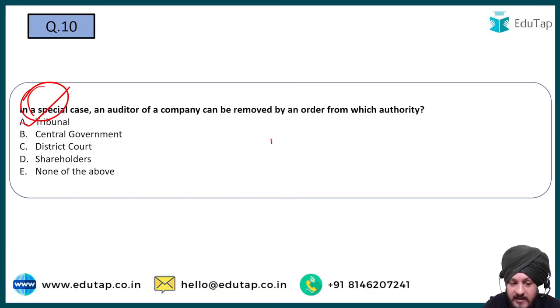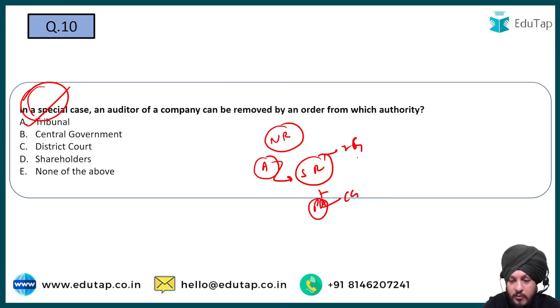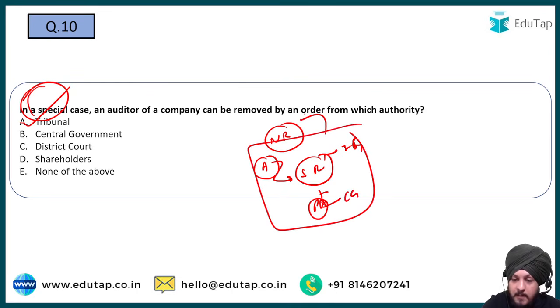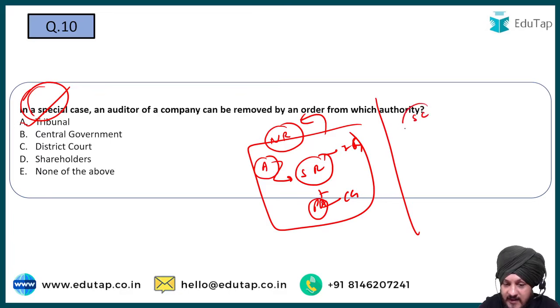So first of all there is a normal rule, right? In the normal rule, the auditor can be removed by passing a special resolution in the general meeting. And apart from that, the prior approval of the central government is also required. These two things are there as a part of the normal rule, that is, under normal circumstances. But if I talk about the special rule, that is, under special case, right?